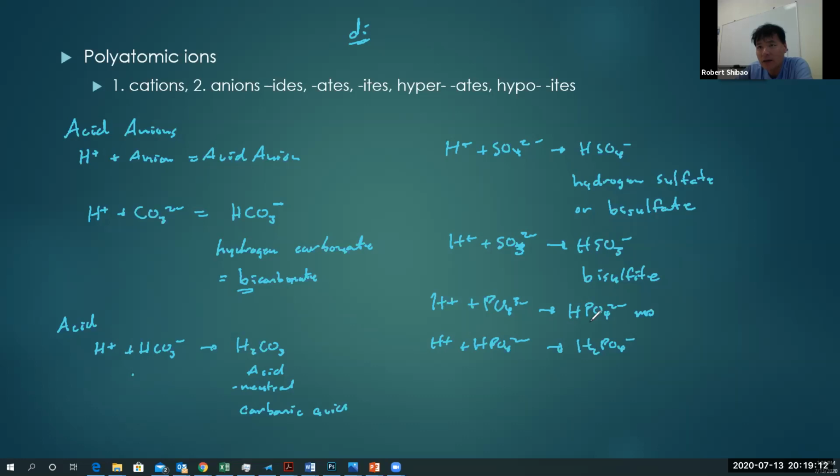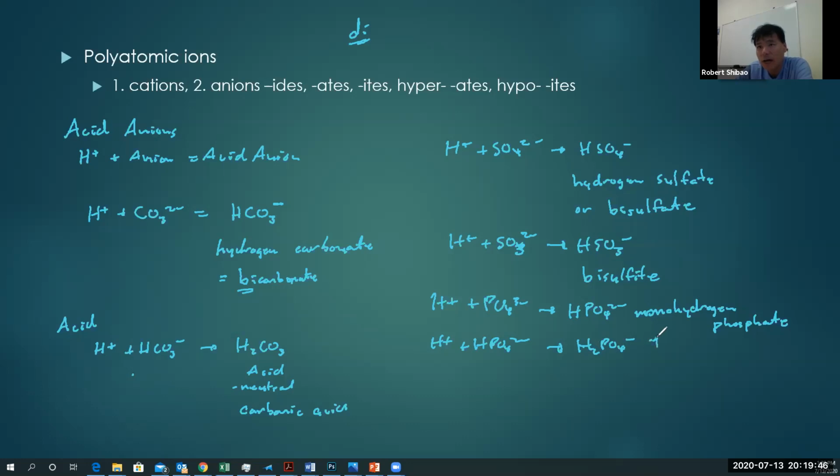Now we can't call this hydrogen phosphate and this one hydrogen phosphate because they're different. And so this one we call monohydrogen. Monohydrogen is one word and phosphate's the second word. So this is monohydrogen phosphate. Acids are always neutral. Acid anions are going to have a negative charge. So we're just looking at acid anions right now, and then we'll look at acids next.